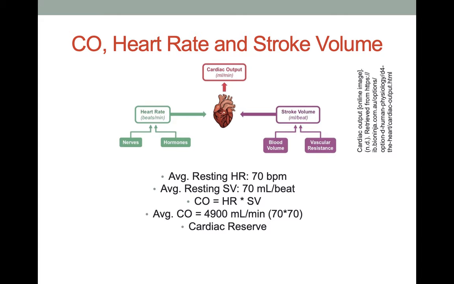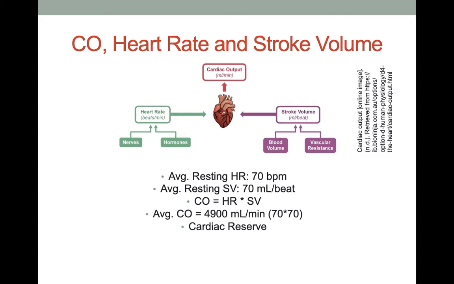So if we look next, the cardiac output depends on the heart rate and stroke volume. Heart rate is measured in beats per minute, so how many times the heart beats per minute, and stroke volume is the volume of blood that is pumped per beat or stroke. If we multiply these two numbers together, it gives us the cardiac output for that particular time. On average, the normal resting heart rate is about 70 beats per minute, and the average resting stroke volume is about 70 milliliters per beat.